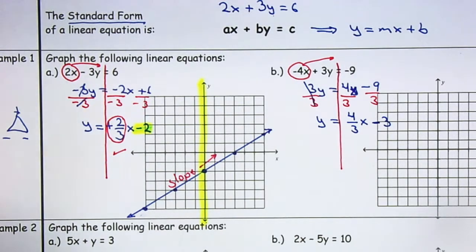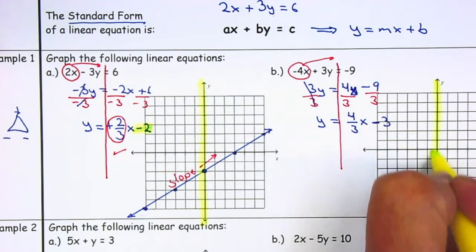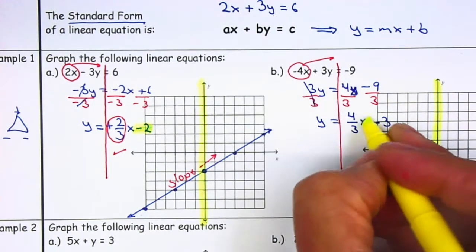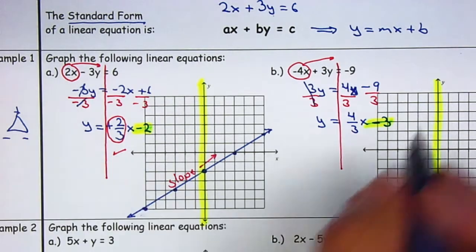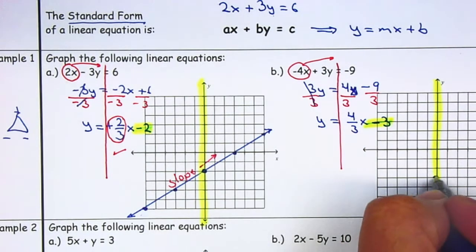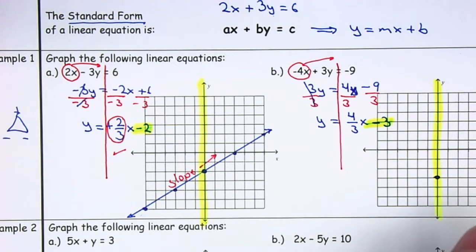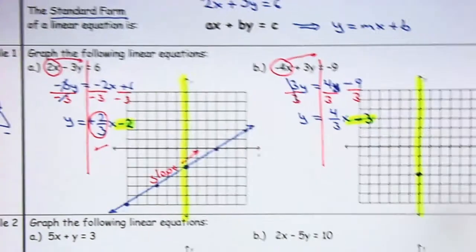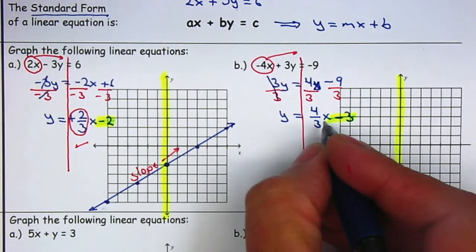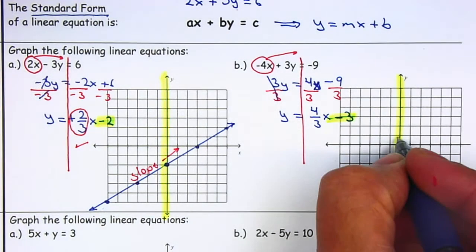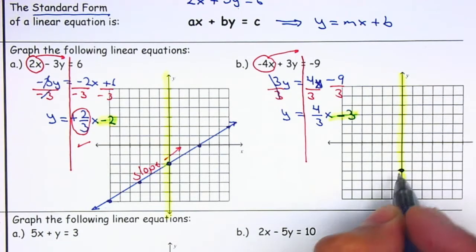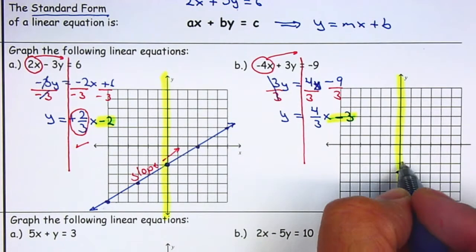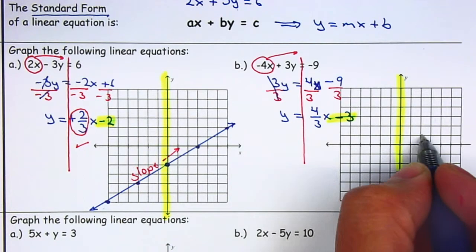I'm going to graph it the same way. Use my highlighter to highlight the y-axis. I'm going to highlight my y-intercept. My first point has to be on the y-axis at negative 3. That's where the line will cross the y-axis. Now my slope is positive 4 over 3, so I'm going to go up 4 and to the right 3. Remember, if it's negative, you go down and to the right. If it's positive, you go up and to the right. 1, 2, 3, 4. 1, 2, 3.